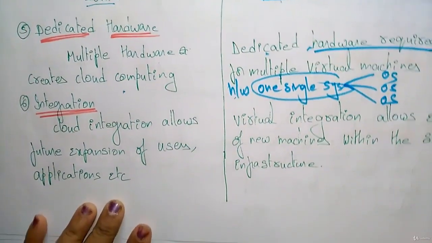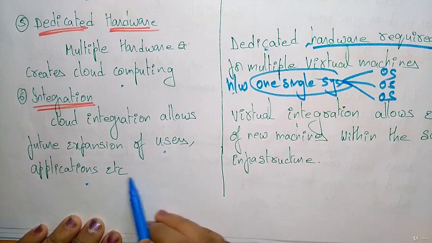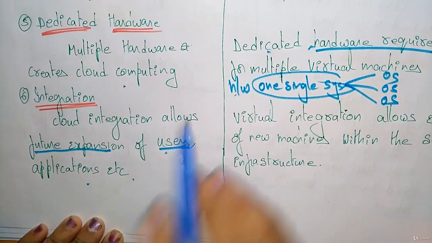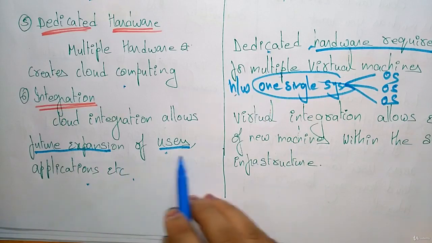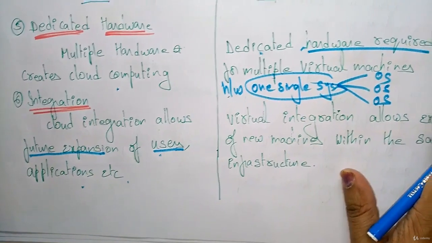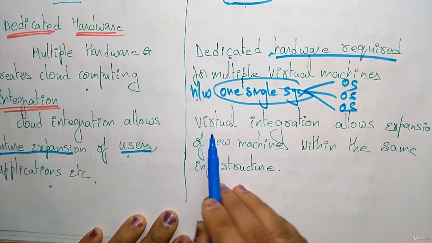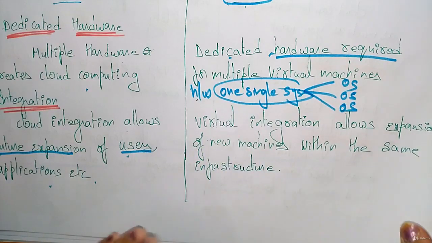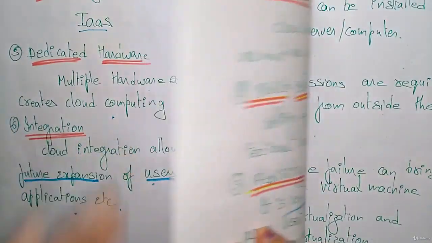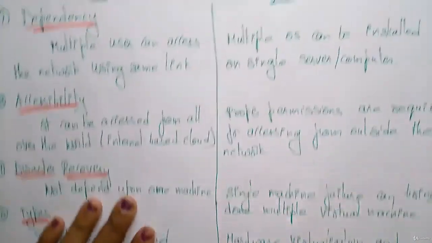Now let's see the integration. Cloud integration allows future expansion of users, applications, etc. So there is a chance of adding features for future purposes. Now the virtual machine: virtual integration allows expansion of new machines within the same infrastructure. Within the same infrastructure, you can add as many virtual machines as you want.